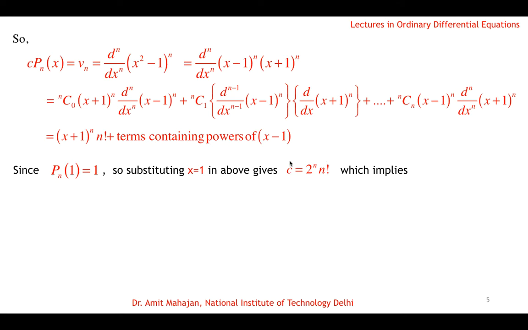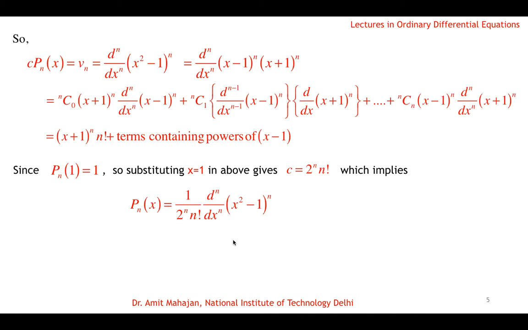Okay, so once we have this constant, we can put it back here, and c times Pn(x) is equal to this derivative term, so Pn(x) must be 1 by c of this, and c is this. Okay, so that immediately gives us Pn(x) as 1 by c, c is known, times the nth derivative. So that's the Rodrigues formula, so we have proved it, right?